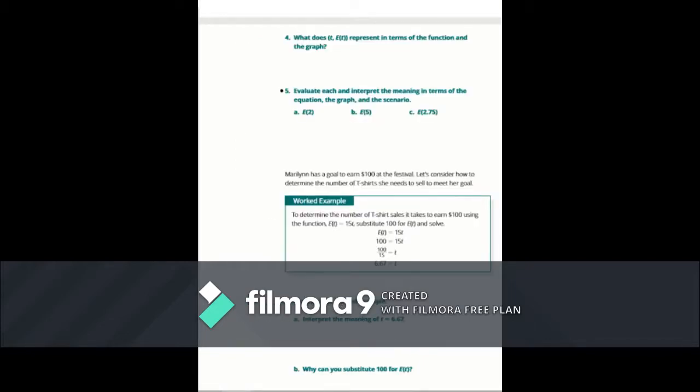Okay, so number 4. What do t and E of t represent in terms of a function and a graph? So basically we have to figure out what t and E of t mean in a function and in a graph. So we'll start with the function. In a function, t would represent the number of t-shirts, and E of t would represent the number of t-shirts multiplied by $15 per t-shirt.